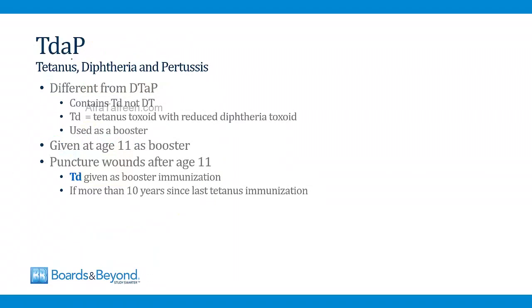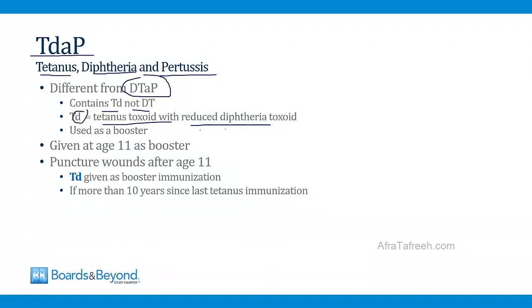The last vaccine we'll discuss in this video is the Tdap vaccine. Tdap stands for tetanus, diphtheria, and pertussis. And this is different from the DTaP vaccine we talked about earlier, even though it protects against the same infections. What's different about Tdap is that it contains Td, not DT. Td is tetanus toxoid with a reduced diphtheria content. That's why it's got a lowercase d in it.